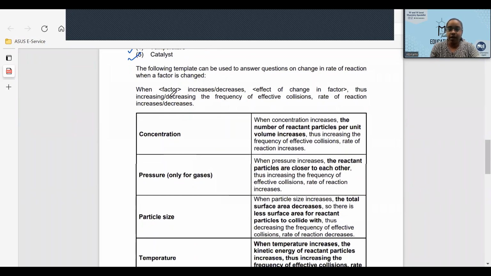But before you do that, take a look at this template over here, which is very useful. Why? This following template can be used to answer questions on the change in rate of reaction when a factor is changed. So first things first, you just need to tell me what factor increases or decreases, state the effect of changing the factor, and how it increases or decreases the frequency of effective collisions, and thus conclude by stating how it affects the rate of reaction, whether the rate of reaction increases or decreases.